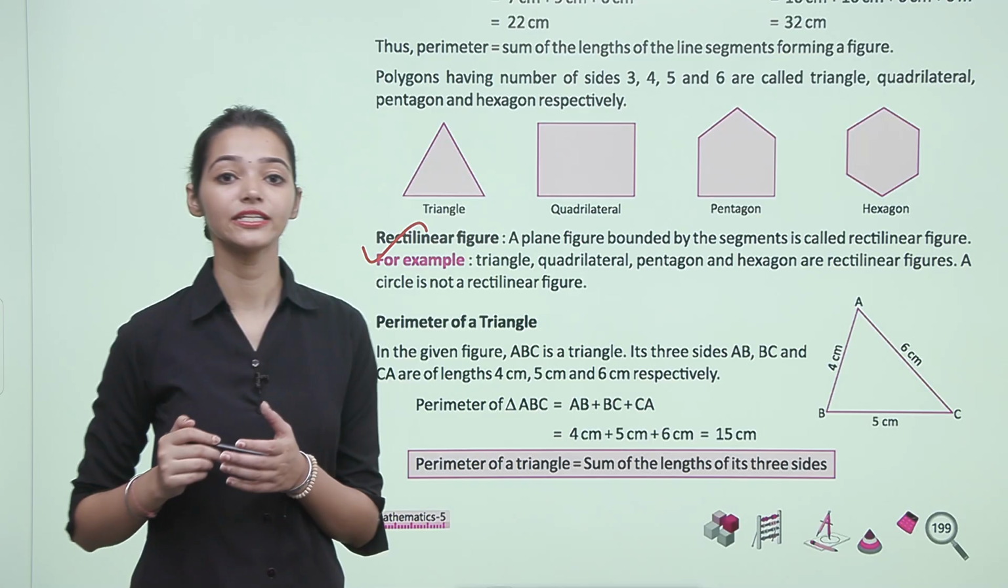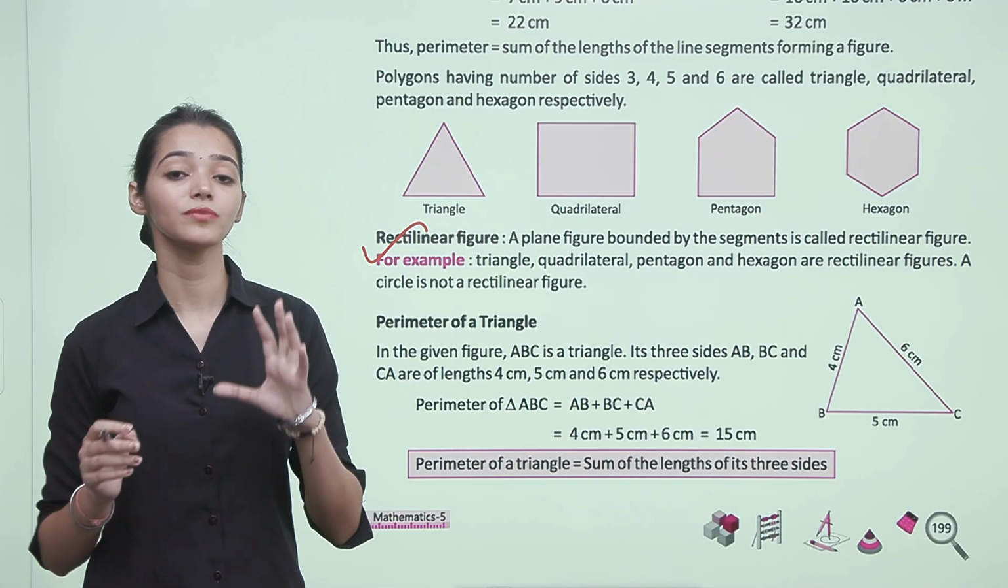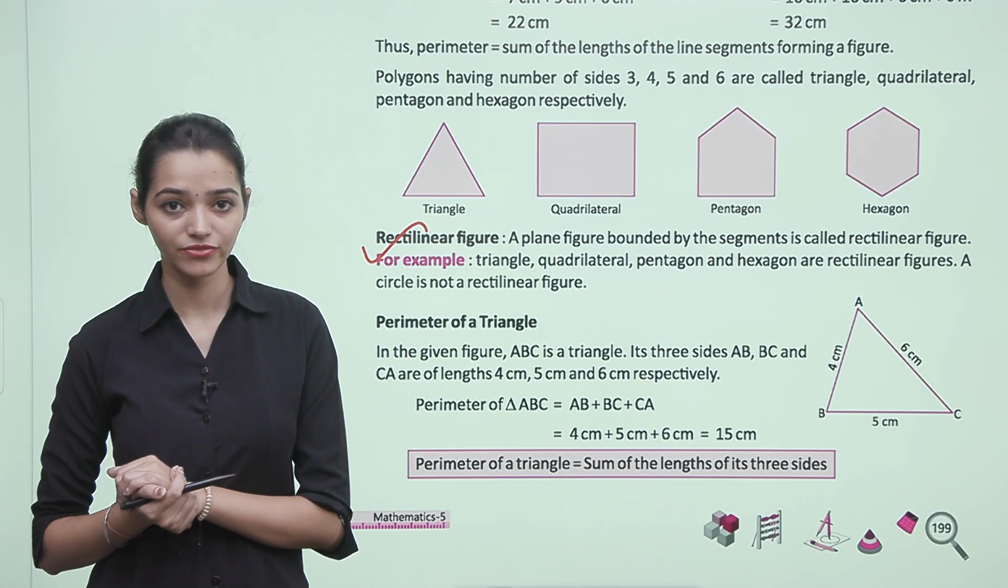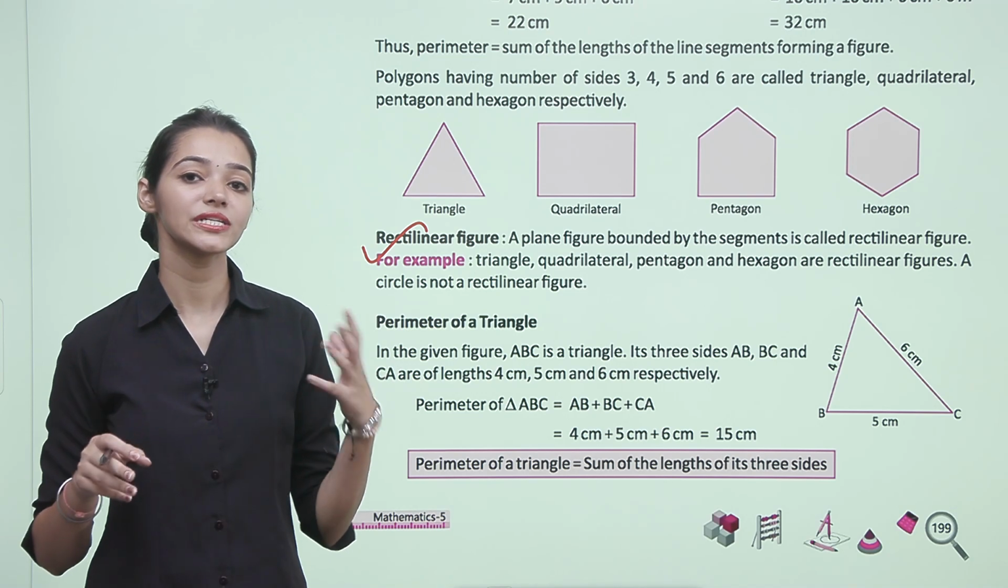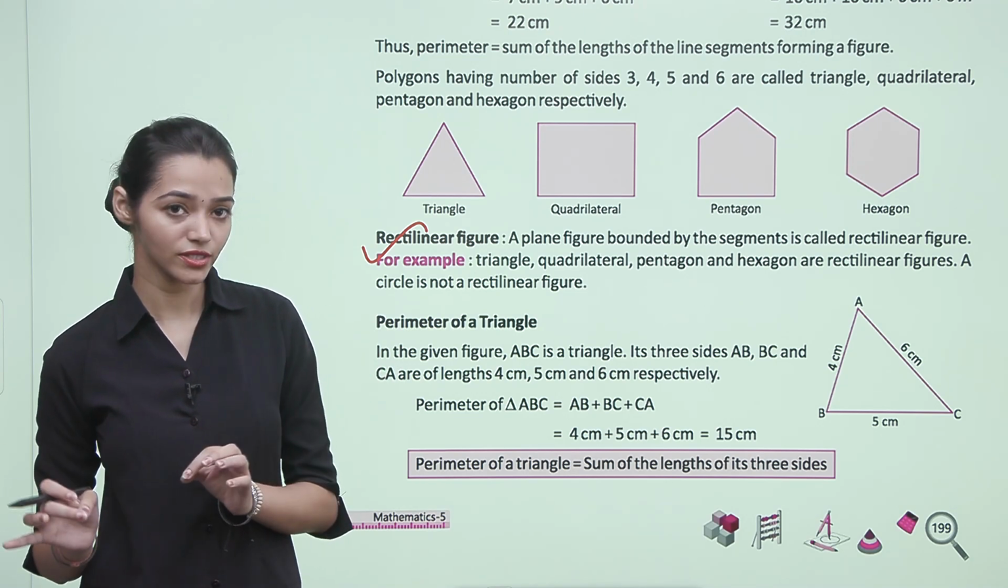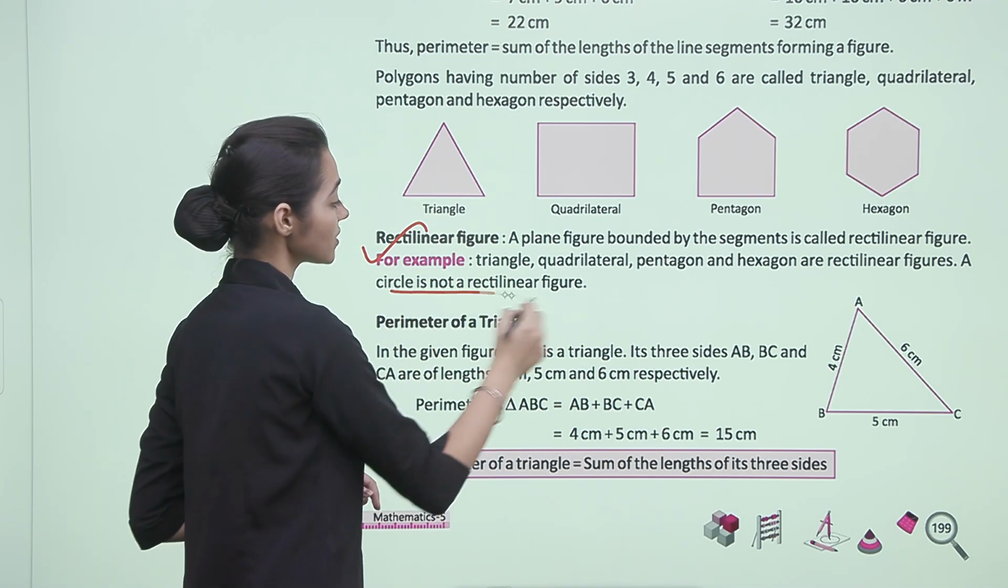Now let's look at a rectilinear figure. A plane figure bounded by its line segments is called a rectilinear figure. For example, triangle, quadrilateral, pentagon, hexagon, all are rectilinear figures, and a circle is not a rectilinear figure.